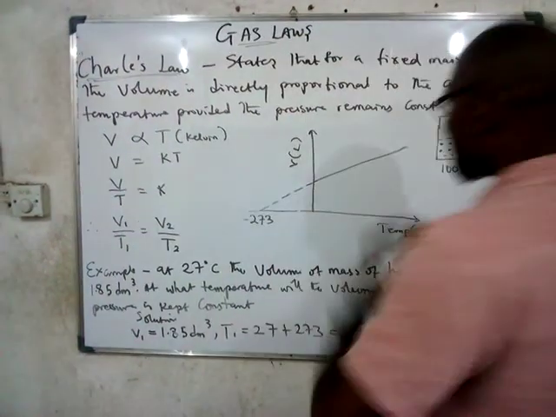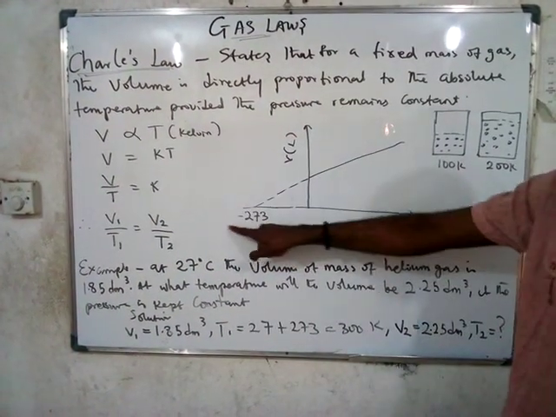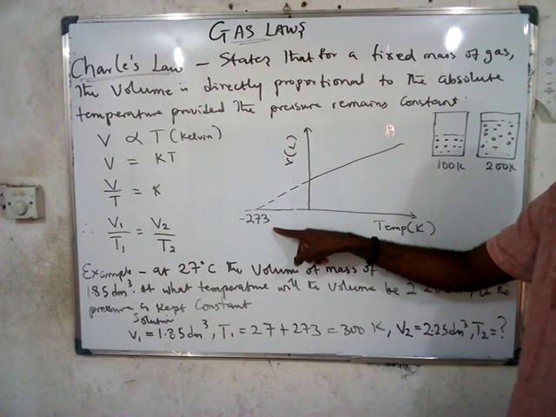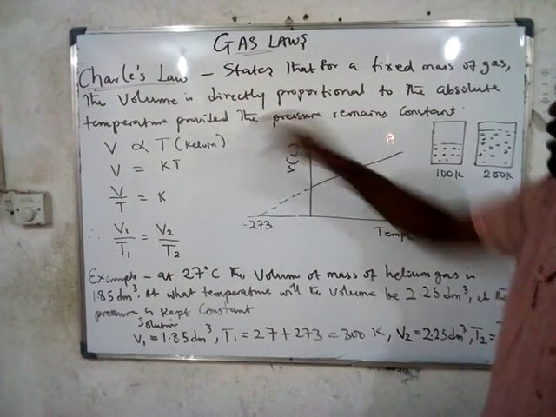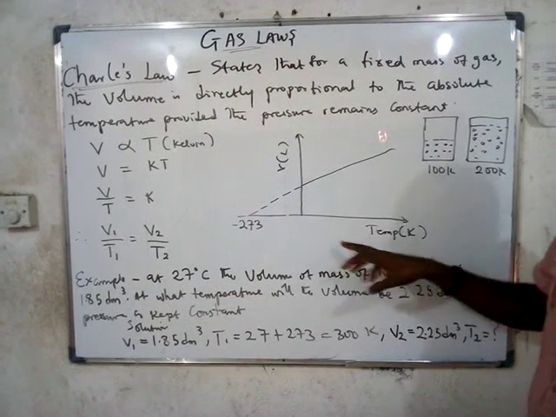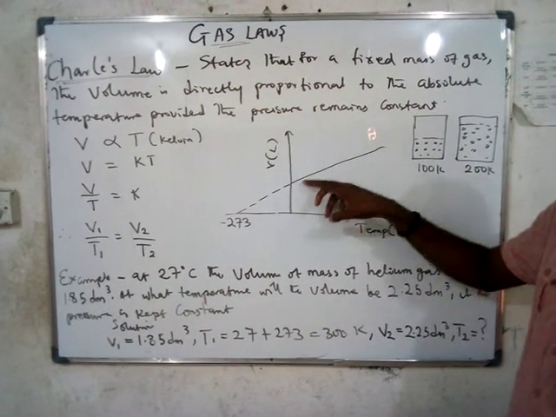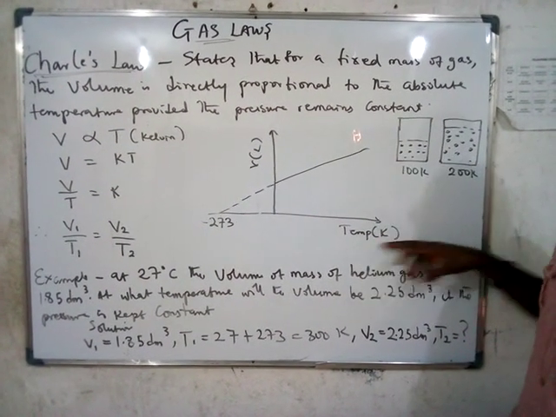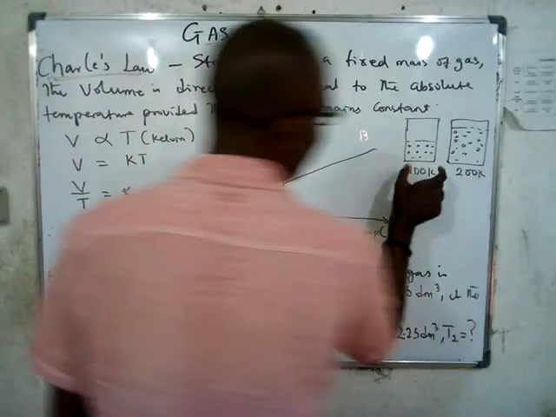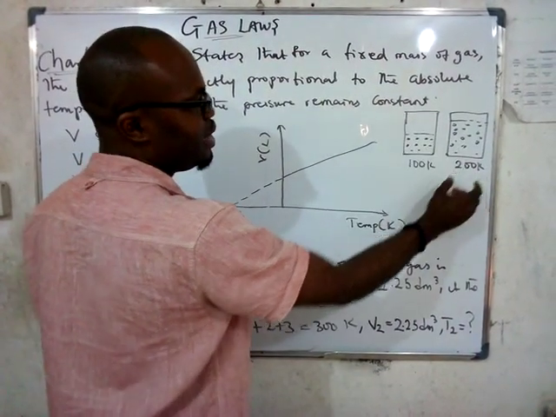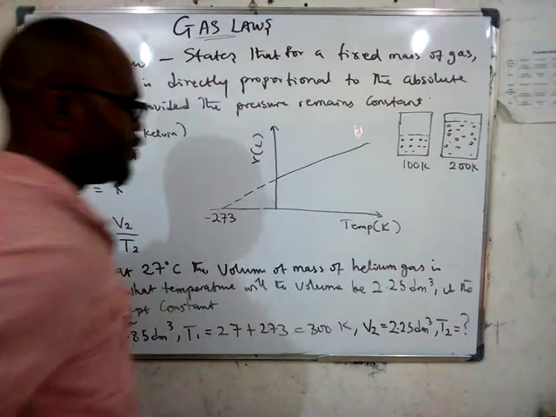Is that clear? Yes, sir. This is the graph. And this graph must start from here, minus 273. You understand? Yes. We are considering absolute temperature. Now you have volume against what? Temperature. As the volume is increasing, temperature is also what? Increasing. That's why when you have at 100K, you have this volume. At 200K, you have this one bigger volume. Is that clear? Yes.